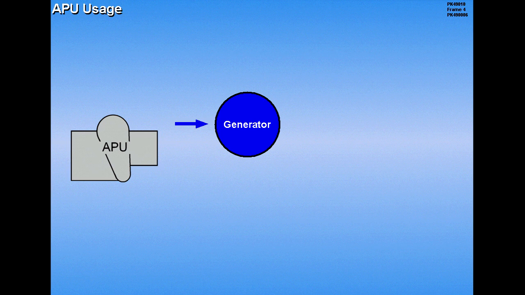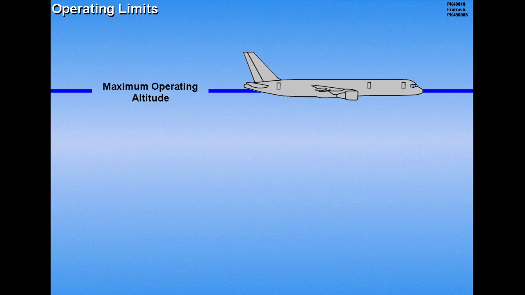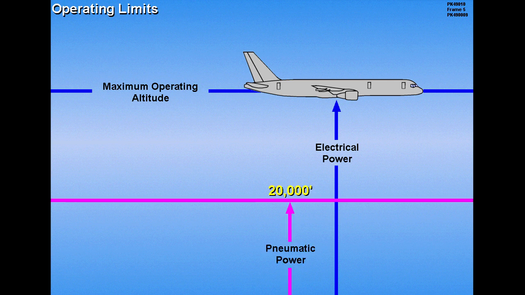The APU powers a generator which can supply all the aircraft's electrical needs. In addition to the electrical power, the APU can produce enough pneumatic power to run both air conditioning packs or start an engine. The APU may be operated in flight, producing electrical power up to the maximum operating altitude. Pneumatic power is available up to 20,000 feet.